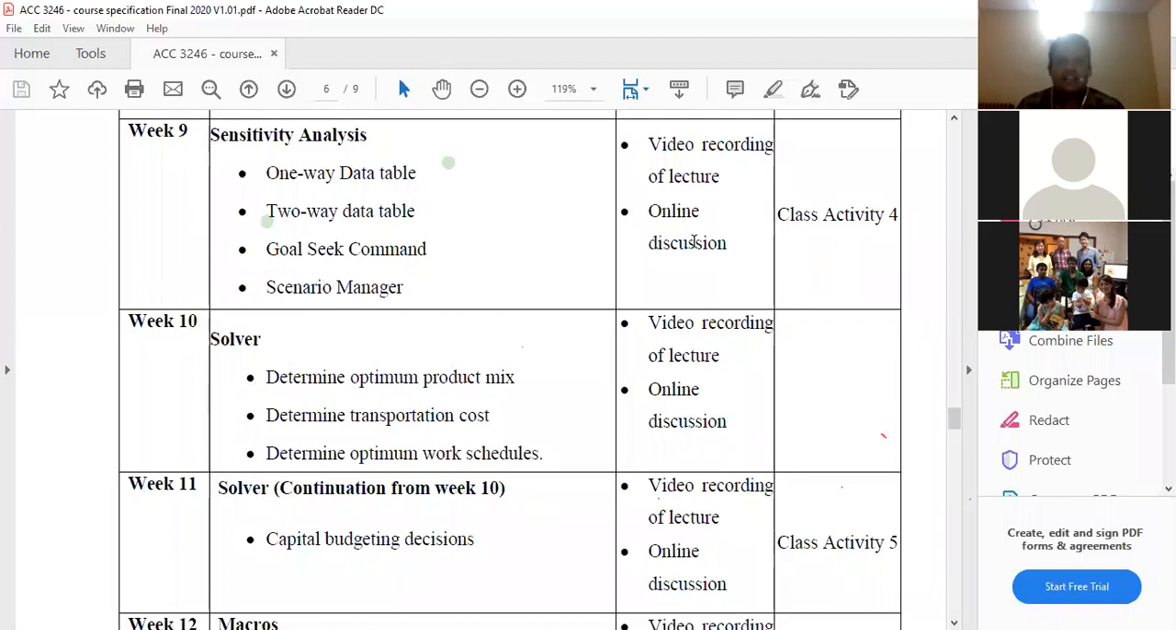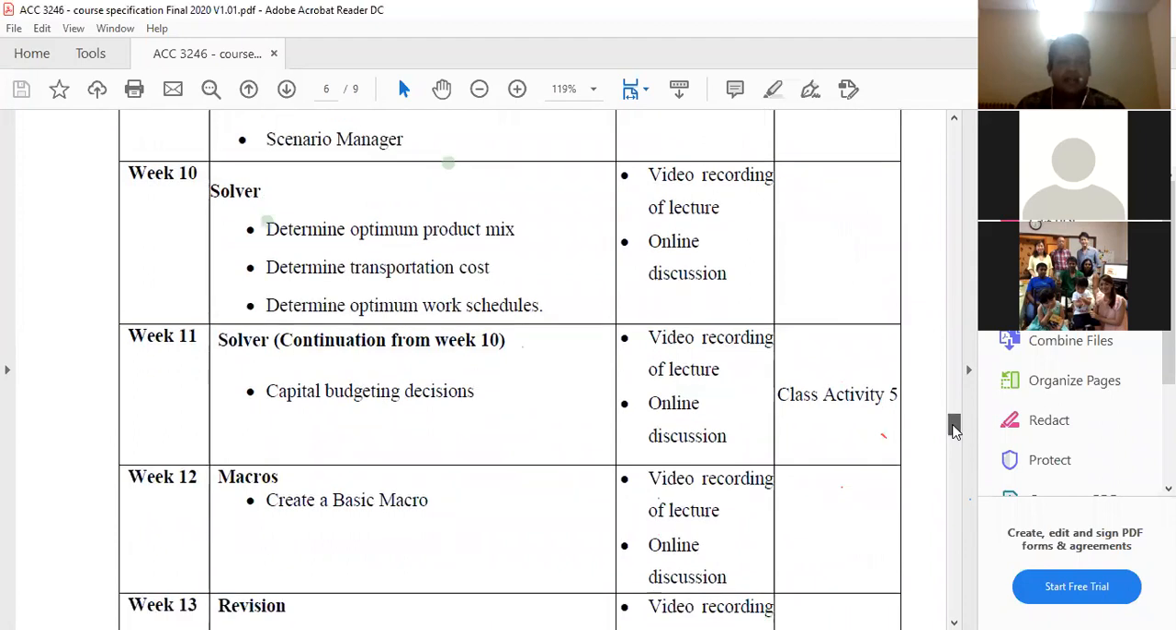The video recording is there, followed by the online discussion in the next week. In that, depending on the importance, we have planned the 4th class activity. So another 4 marks you can earn in week 9. Then we are moving on to week 10.